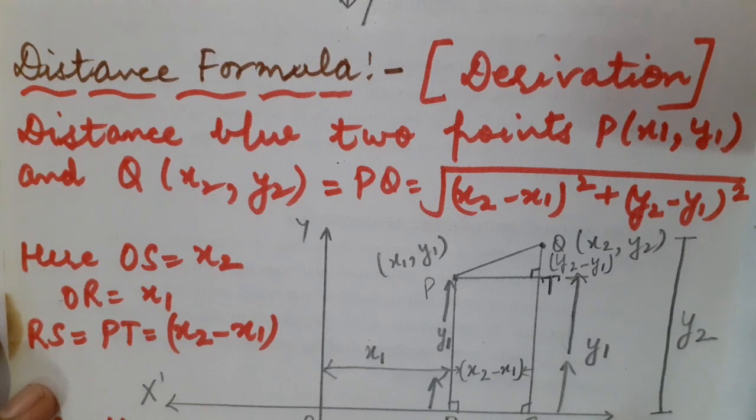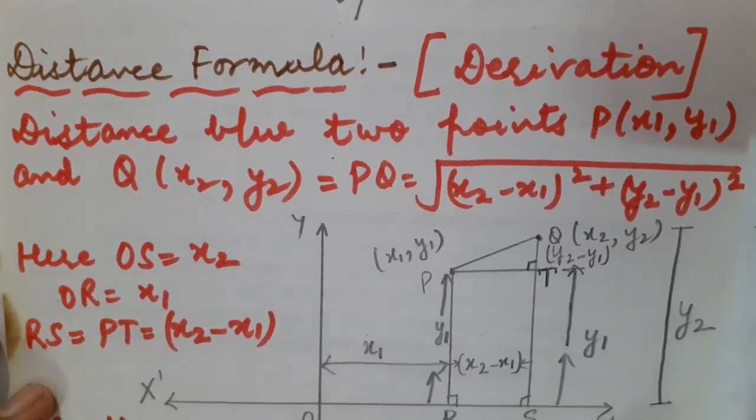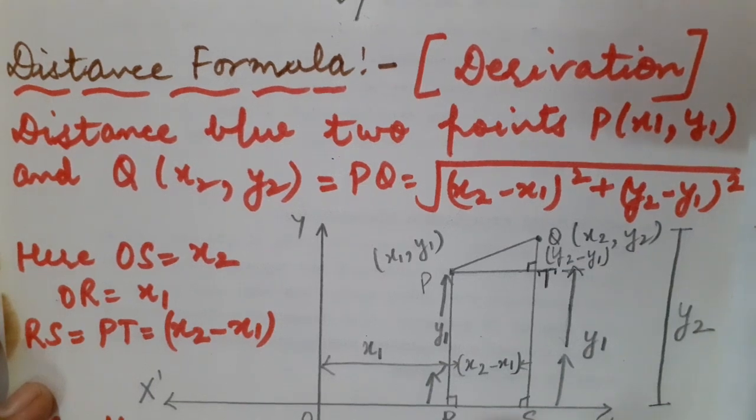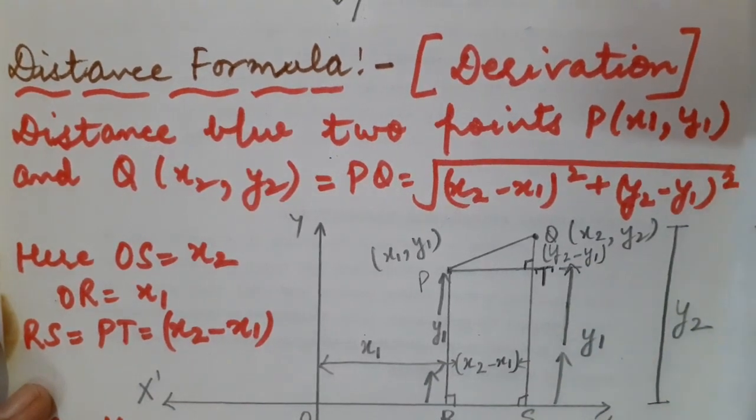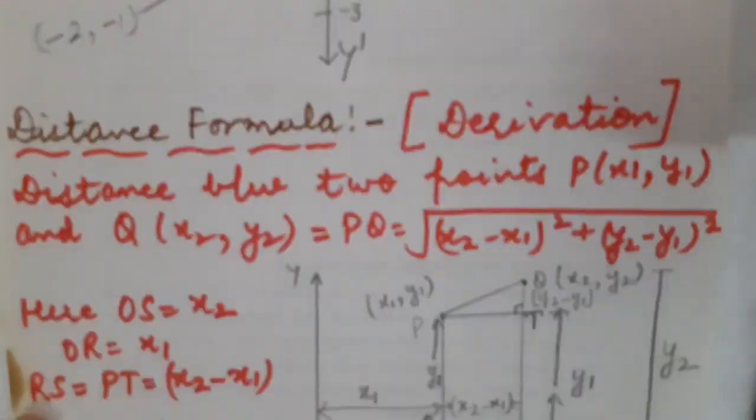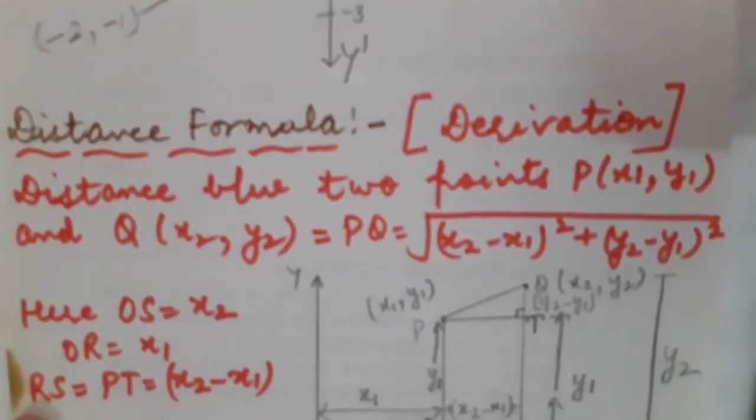Now I am going to switch to the derivation of distance formula. This is totally new for you, so please be alert. Basically, what do you mean by distance formula? Through the name itself, you can understand that there are two points plotted on the Cartesian plane and we are going to just calculate the distance between them.